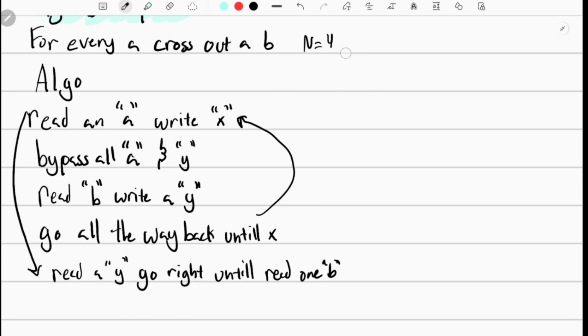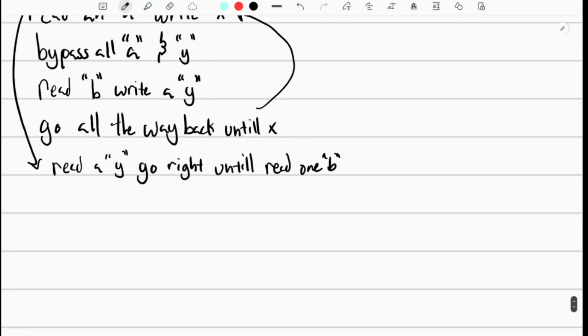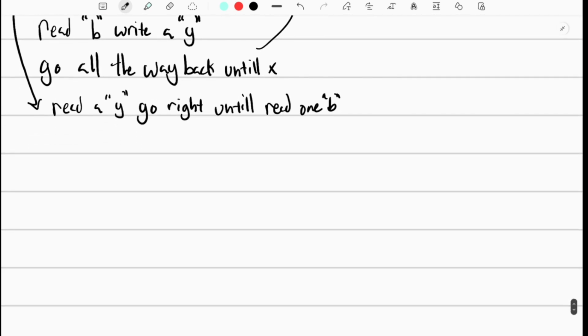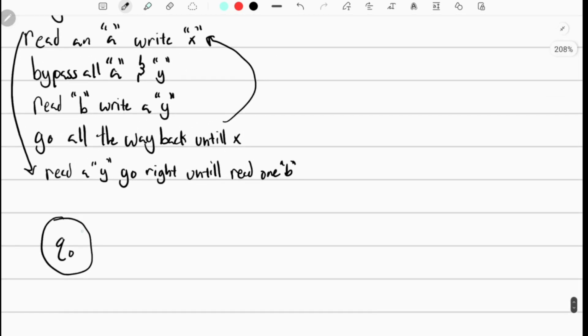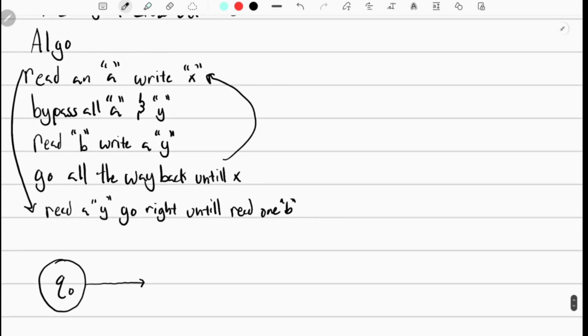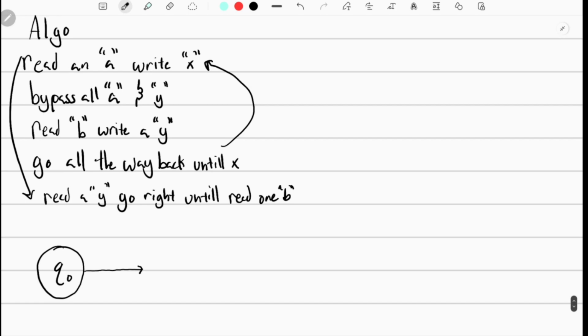So let's actually design a Turing machine. Hopefully it makes a little sense. I'll try to run it through once as I start drawing the actual machine. For me, I like drawing my circles really nice. I feel like I do better when I do that. So for the machine, we're literally going to follow what we wrote. So we start at Q0, which is the beginning state, and we're going to read an A, write an X, and then move to the right.